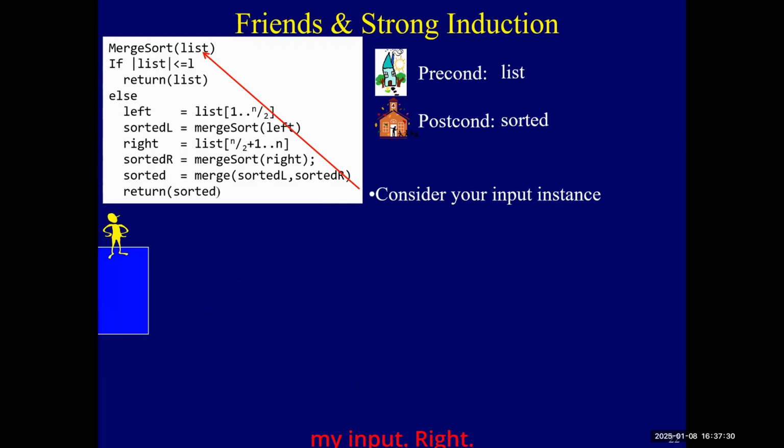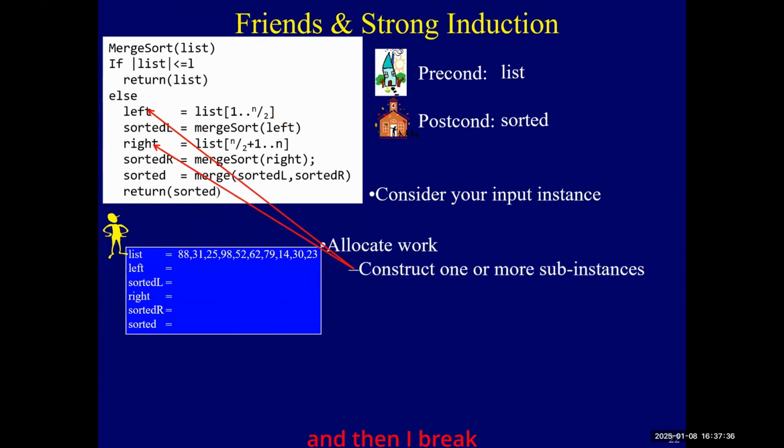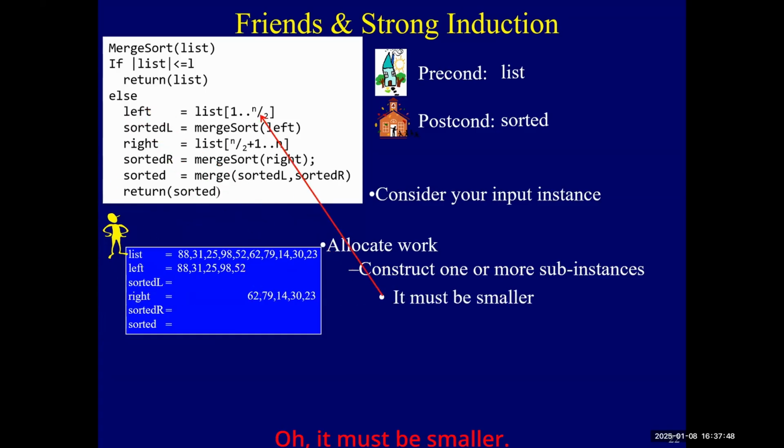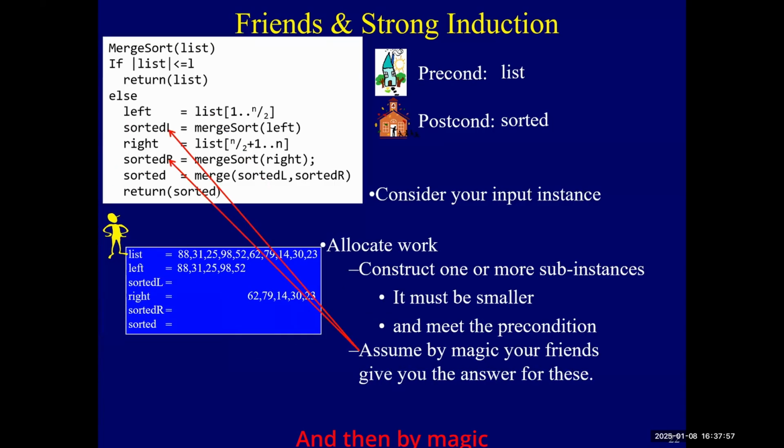All right, so what are we doing here? I think about my input, and there's my input. And then I break my input into smaller inputs for my friends. So there are my smaller inputs for my friends. And then what do I do? Oh, it must be smaller, and it must meet the precondition. Everybody kind of agree with that? And then by magic, I get my friend to solve the problem.